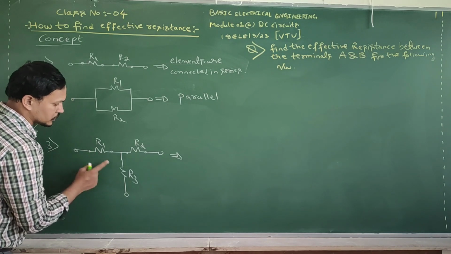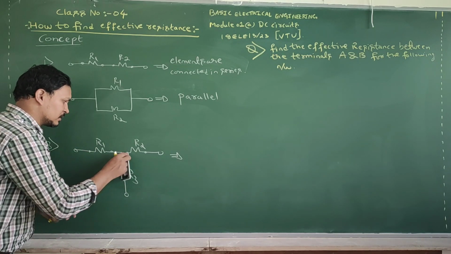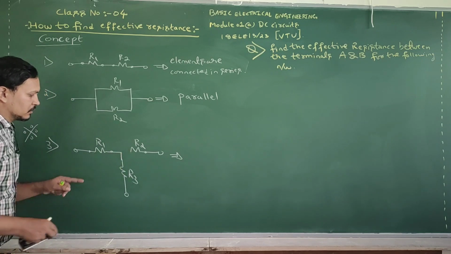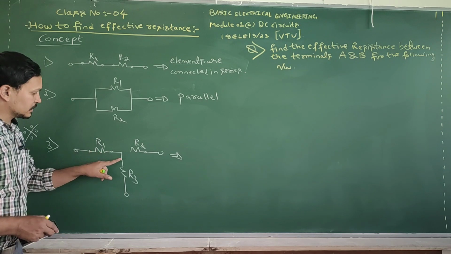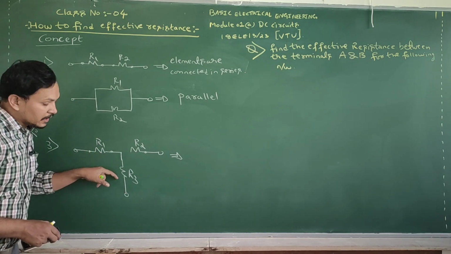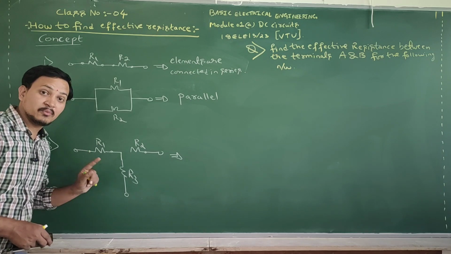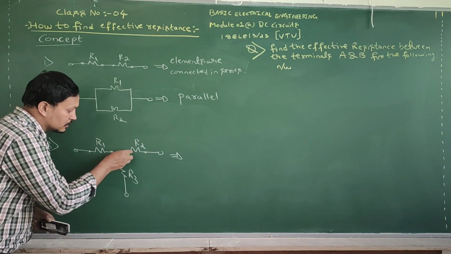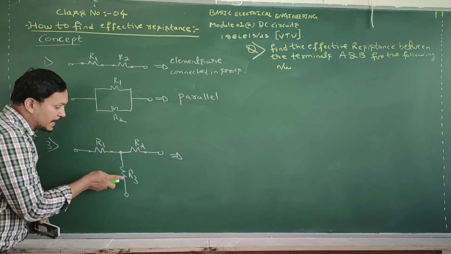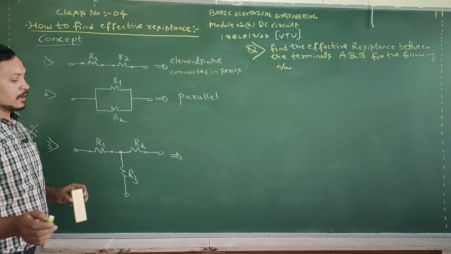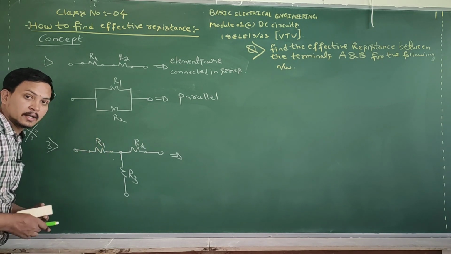Now check about these two. R1 and R3 are in series? No. Why? Because of the end-to-end connection. Look at here. Finishing end, starting end, finishing end. Starting, finishing, starting, finishing. End to end connection, no disturbance. You can say these two are connected in series. But what is the actual network I have written? Yes, R2 is disturbing this end to end connection. Therefore, I cannot go with series combination of R1 and R3.